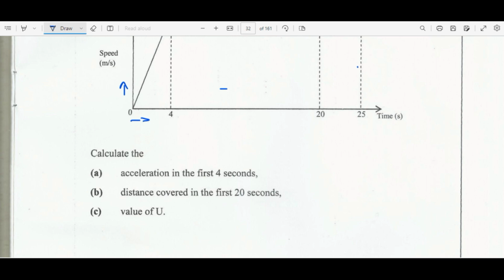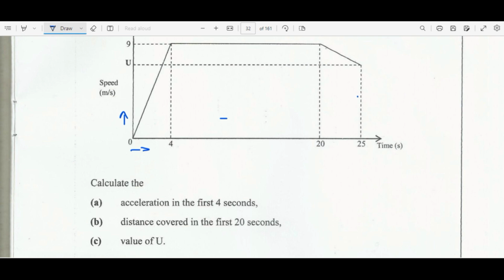They've said calculate the acceleration in the first 4 seconds. So we are looking at the first 4 seconds. So this is the 4 seconds. We're moving from 0 to 4 seconds. So this is what we are looking at.